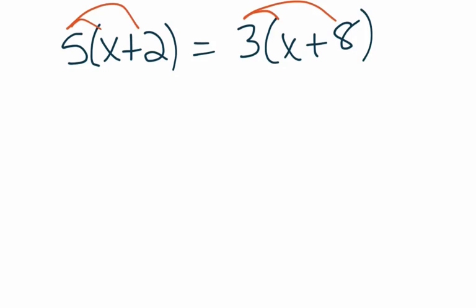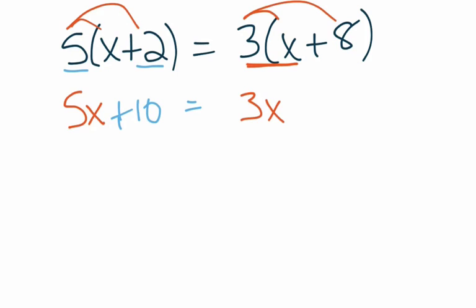And it turns out I'm going to have to use the distributive property twice. So 5 times x is 5x. And 5 times 2 is 10. Then over here, 3 times x is 3x. And 3 times 8 is 24. So now this is my new problem. I'm going to rewrite it.